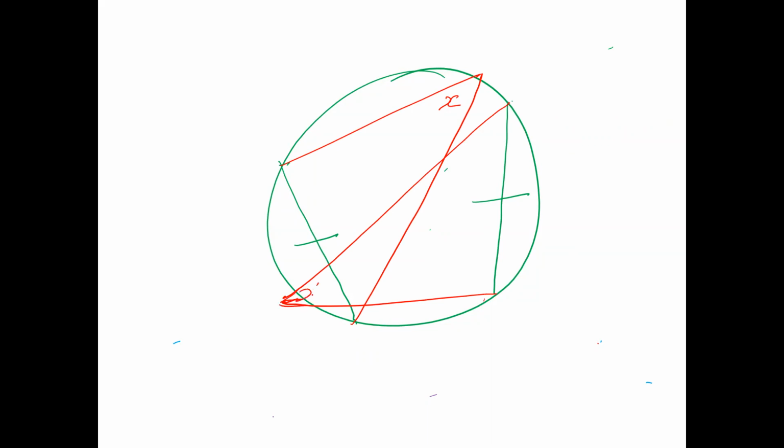Sorry, I'm messing this up. But if that touches the circle, equal chords produce equal angles at the circumference. Have you heard of that?